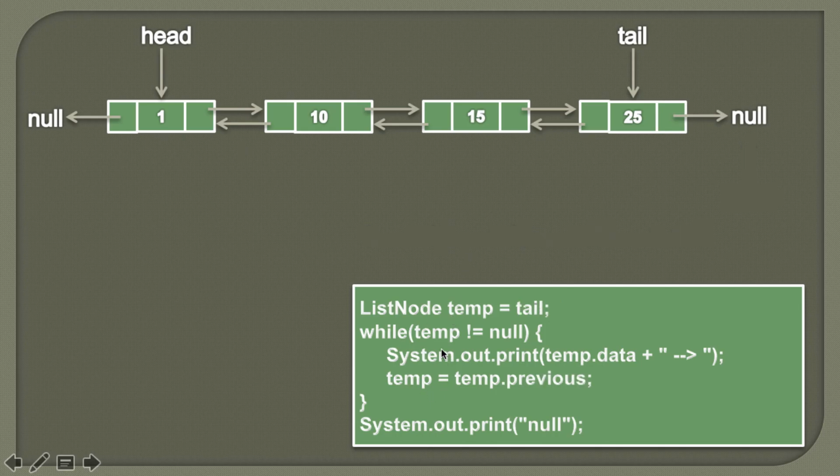Below is the algorithm to traverse the doubly linked list in backward direction. Now we'll create a temporary node, but this time it will point to the tail because we need to print the elements in backward direction. So now temp points to the last node, which is tail. We will traverse this temporary node till it becomes null. Now here we'll print the data associated with this temporary node, which is 25.